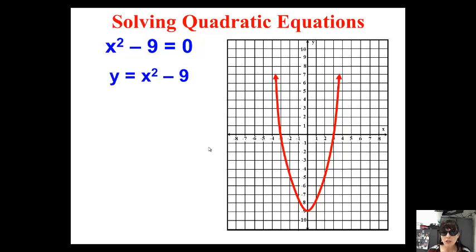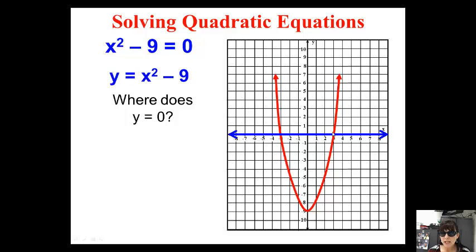This is what your parabola should look like. Where does y equal 0? Well, look. Y equals 0 here. Right? No. Y equals 0 here. So let's draw a line across there.